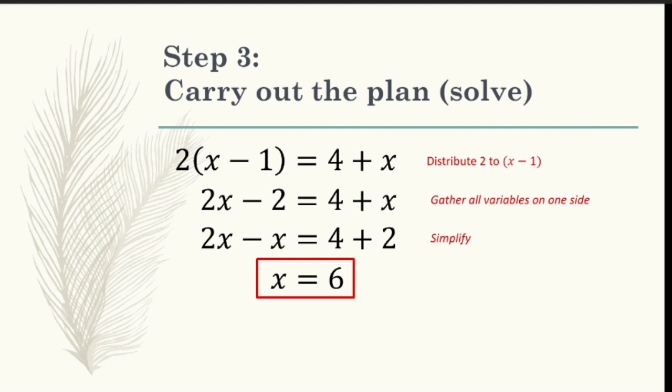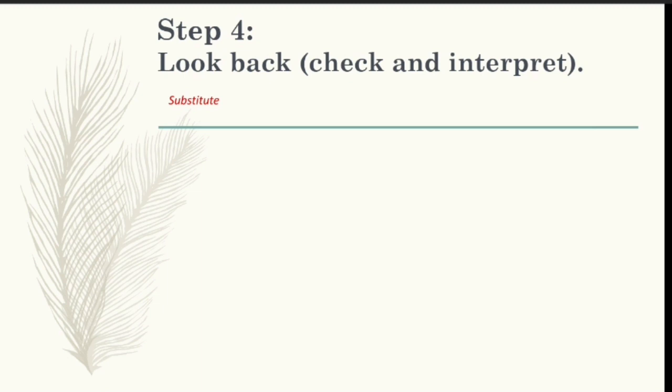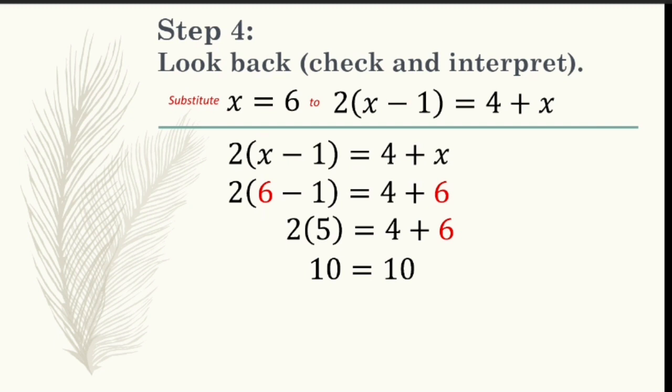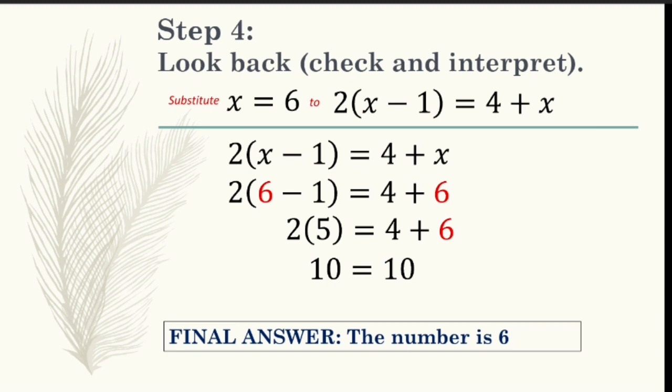Now for step 4, look back. So check and interpret. All we have to do is substitute x equals 6 into our equation. Substitute, simplify, and then we get 10 is equal to 10. So our final answer: the number is 6.